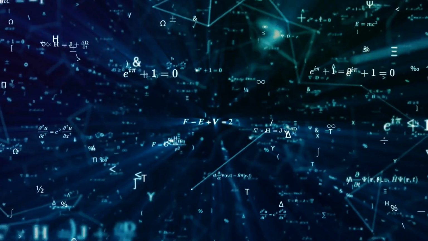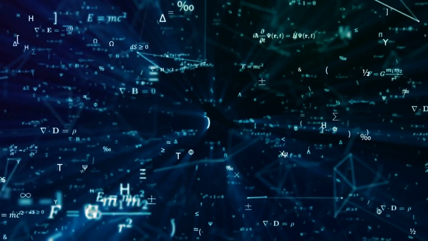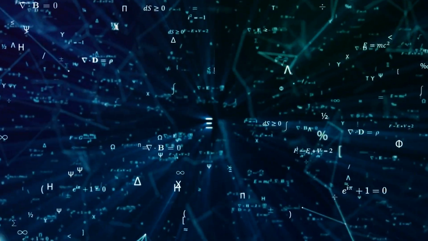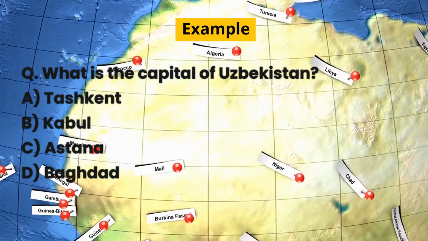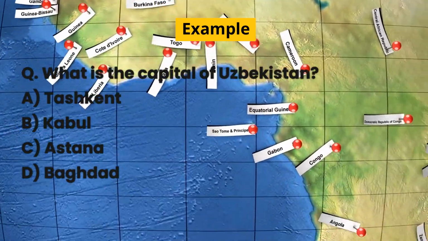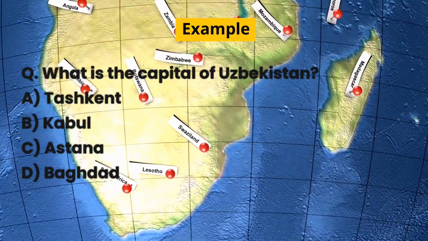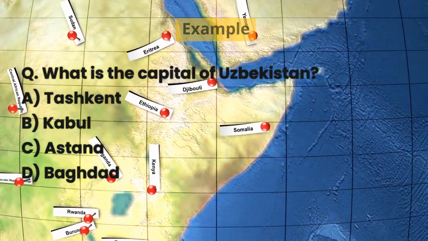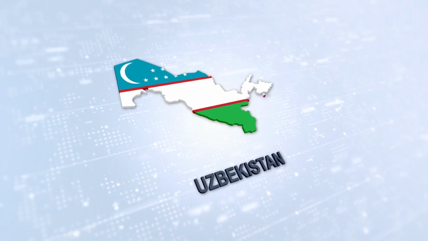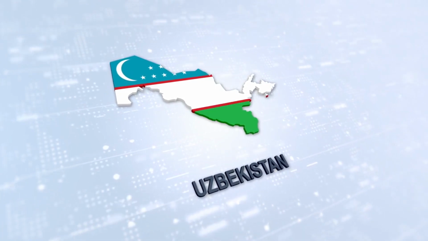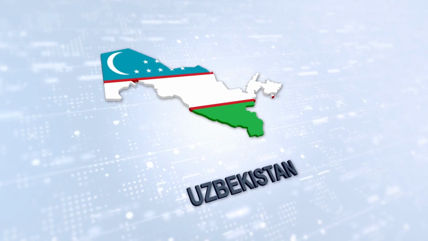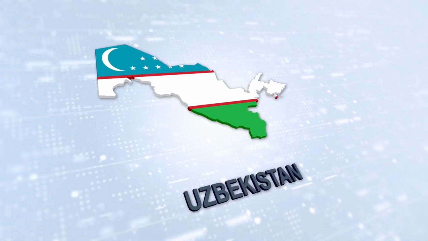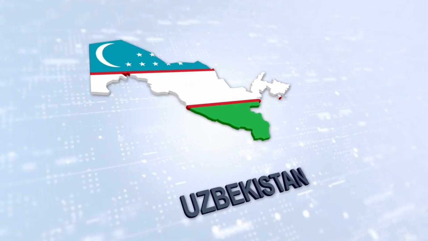Apply prior knowledge. Draw upon your existing knowledge of the subject matter to make informed decisions when encountering unfamiliar questions. Example: for a question about the capital of Uzbekistan with options A. Tashkent, B. Kabul, C. Astana, D. Baghdad. Even if you're not familiar with the capital of Uzbekistan, you may recall from your geography knowledge that Tashkent is a major city in the region, leading you to select A. Tashkent as the most likely answer.